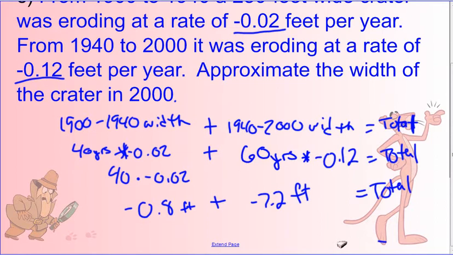Alright, so let's see if we understand what we have here so far. In the first 40 years, the change was negative 0.02 feet each year. So we took the change times 40 to get the total change over that 40-year period, negative 0.8 feet. Then over the next 60 years, the change was negative 0.12 feet each year. So we took the 0.12 times the 60 to get the total change over the 60 years, negative 7.2 feet.